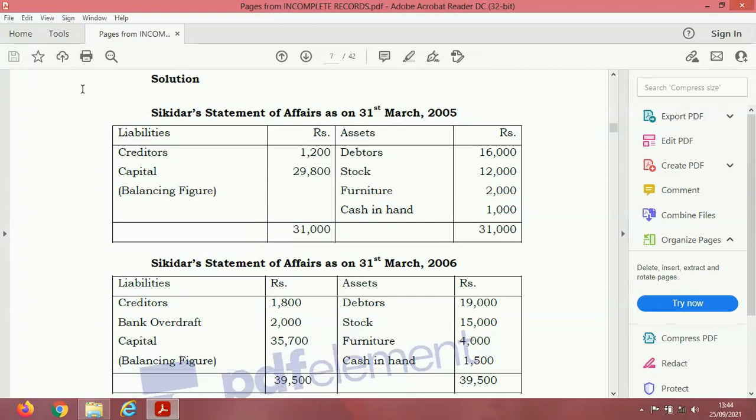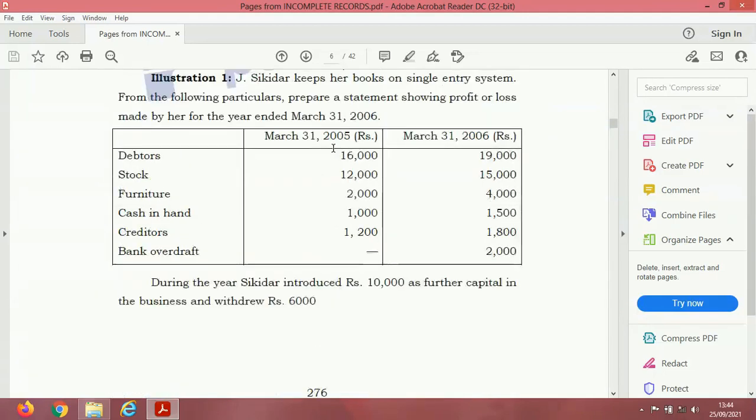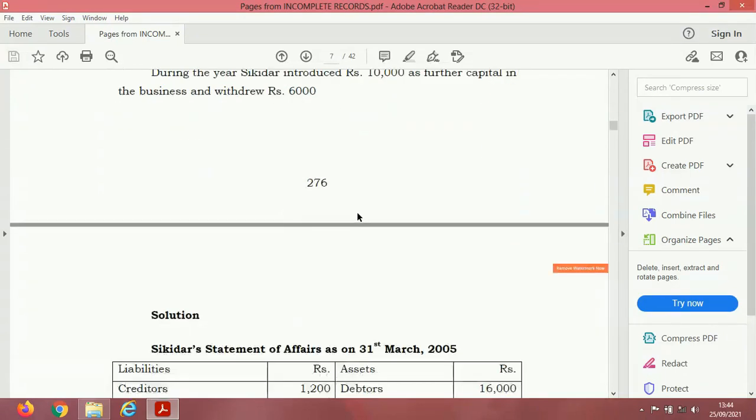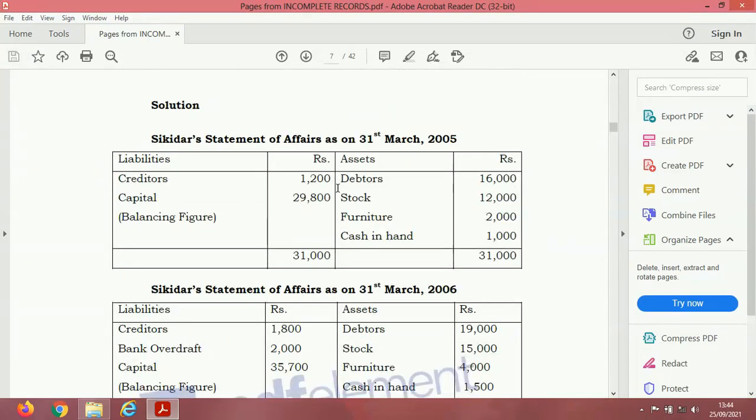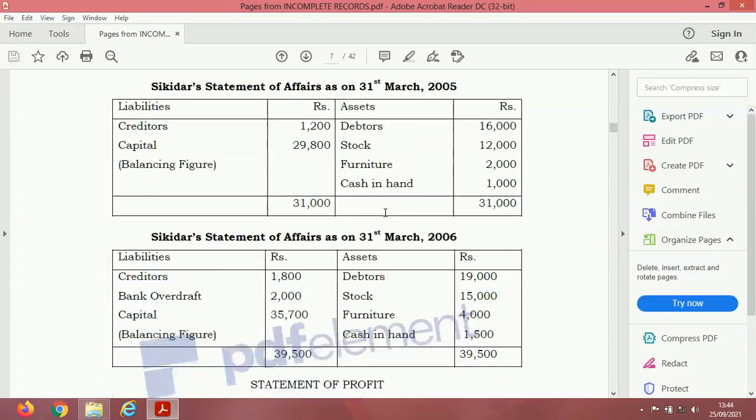Skida's statement of affairs as at 31st March 2005. So that means we shall consider information only for the beginning of the year. We all know what assets are and what liabilities are, and we must differentiate them. I find some people writing their creditors under assets. But are creditors assets? I leave that question for you.